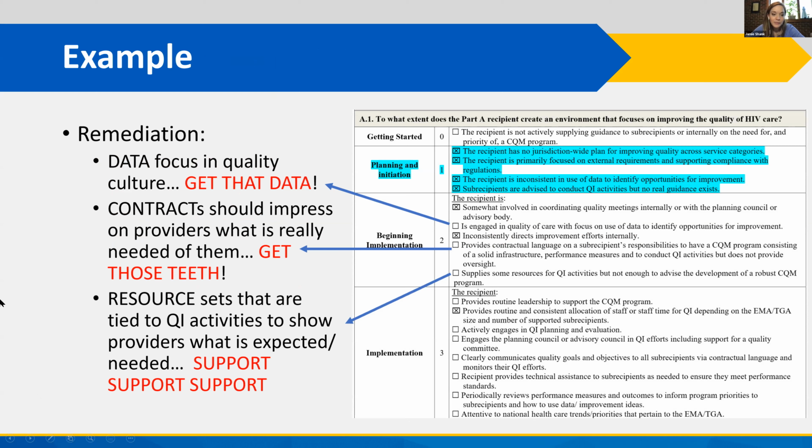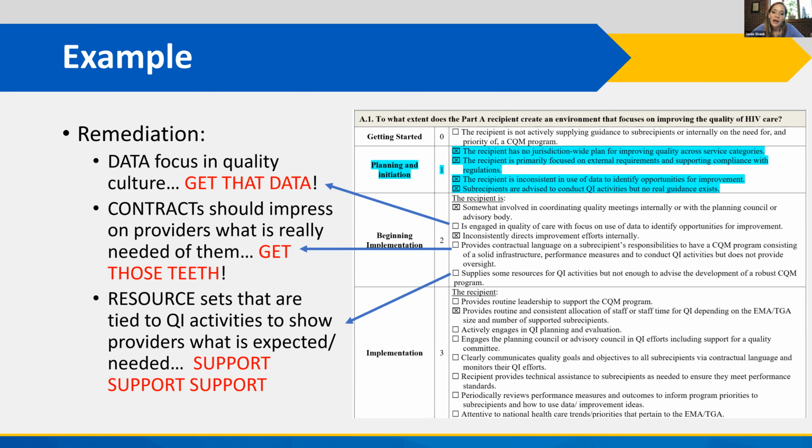So here's an example, and you can give a little hand up emoji, clap emoji if this looks familiar to you. At first, it can look like a whole lot of words on a page, right? And I've been there and I feel that. But, well, you know, what do we know? What we know is you start with a 3, right? So you see in this example, this question is, to what extent does the Part A recipient create an environment that focuses on improving the quality of HIV care? So the folks doing this started at a 3, and you can see there's a couple different boxes that would result in that score. And one of them is checked.